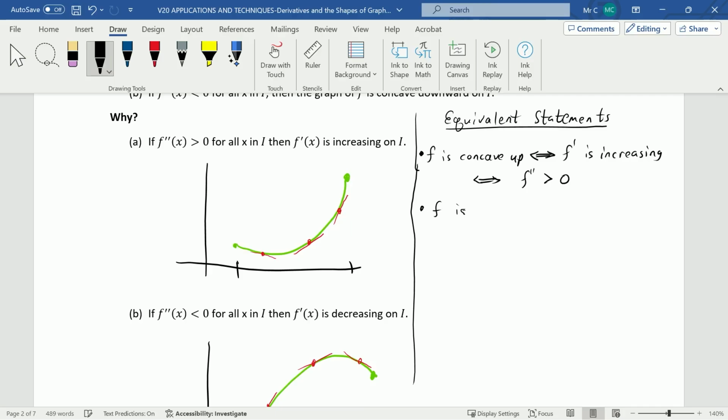On the other hand, f is concave down if and only if f prime is decreasing if and only if f double prime is negative. So again, all three of these statements are equivalent. f is concave down is the same as f prime is decreasing is the same as f double prime is negative. They are all equivalent statements.